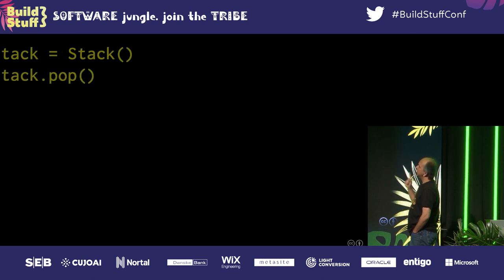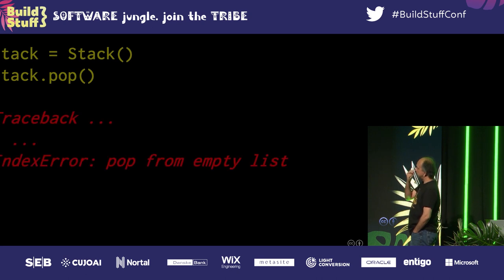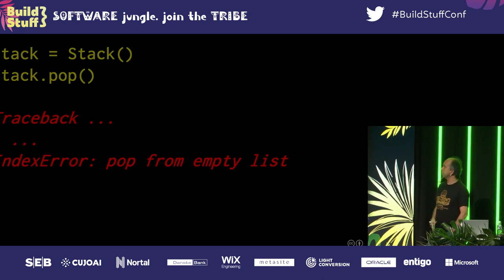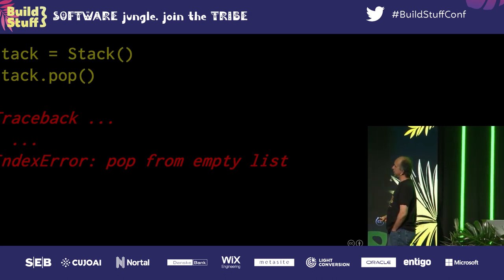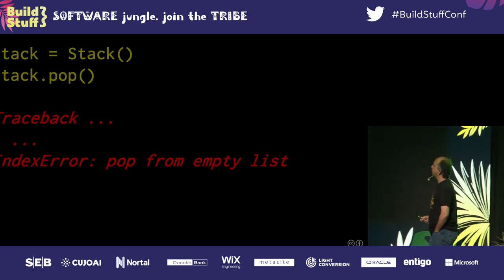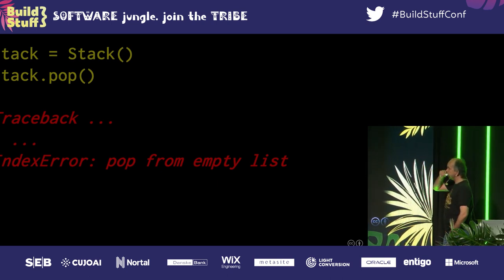What happens when we pop? What we actually get is an indexing error, even though we've got no concept of index. That comes from the underlying list. Fortunately, it happens to have the right vocabulary. Pop from an empty list, you can't do that.